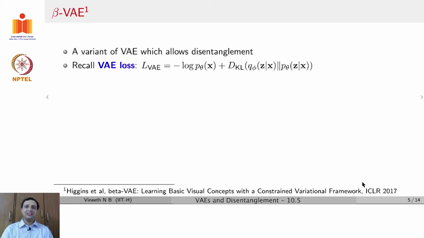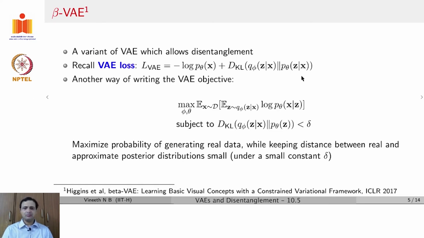If you recall the variational autoencoder loss, there are two terms in your evidence lower bound, in your ELBO. One term which minimizes the negative log likelihood. In other words, it maximizes the log likelihood of generating that kind of data which is in the training set. And the second part is the part which minimizes the KL divergence between the approximate posterior and the true posterior, which of course breaks down into two terms which we finally use while training the VAE.